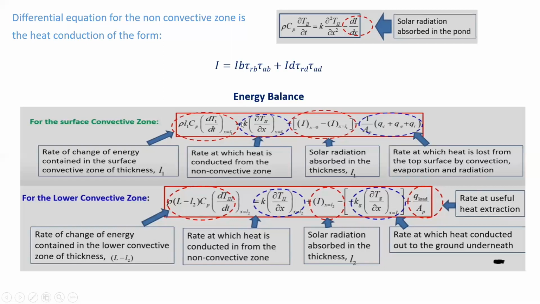The energy balance equations are given for the surface convective zone and the lower convective zone. For the surface convective zone: rho L1 Cp dT1/dt = K ∂T2/∂x at x = L1 plus I(x = 0) minus I(x = L1) minus (1/A_P)(Q_C + Q_E + Q_R).